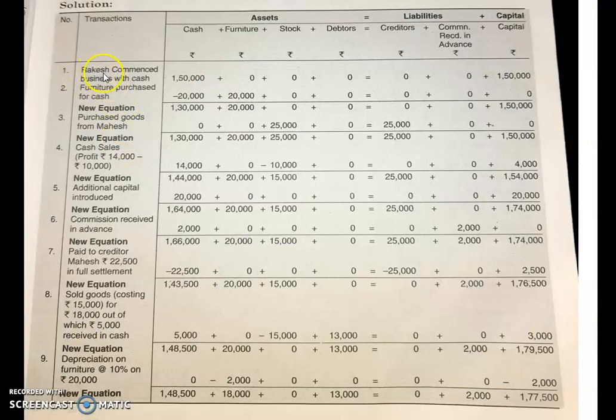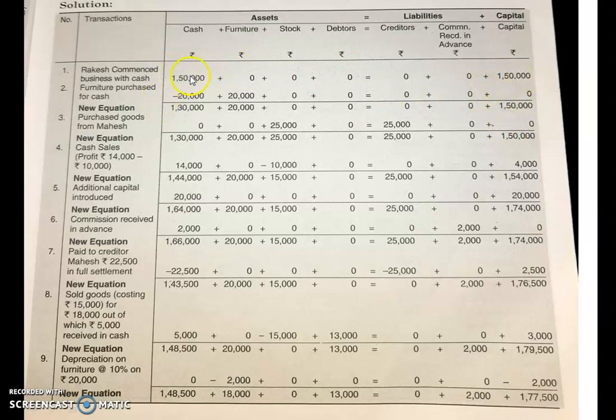So as he has brought the cash, write down your cash on the extreme side. How much cash is he bringing? 1,50,000. Write it down here. And as this cash is also capital, write down in the capital below here, and in front of this as a first transaction, write down 1,50,000. Don't misplace the position of this amount.